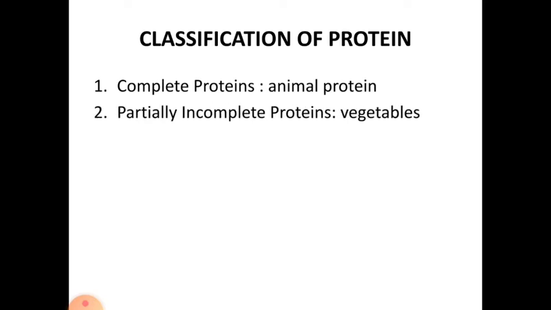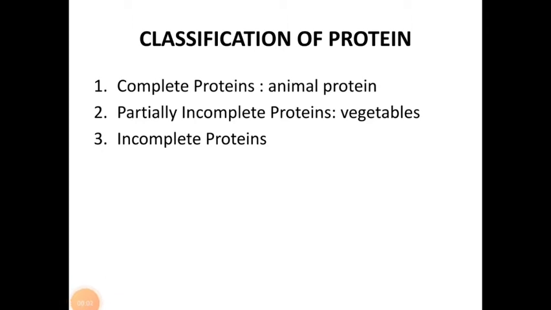Second one is partially incomplete proteins. Partially incomplete proteins are those proteins which contain amino acids in the proportion that help in maintaining life but do not support growth. In such proteins, the proportion of amino acids may vary. A food may not contain one or more essential amino acids. We get these partially incomplete proteins from vegetables.